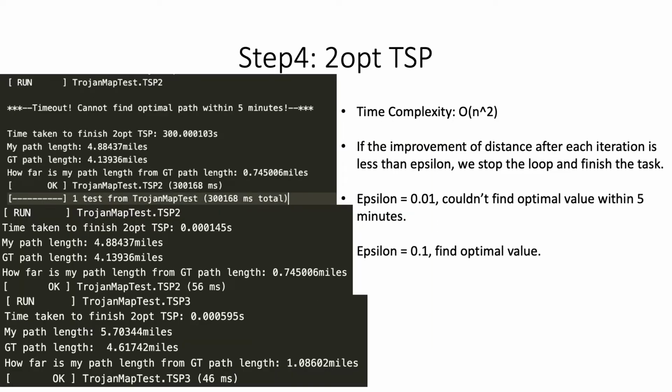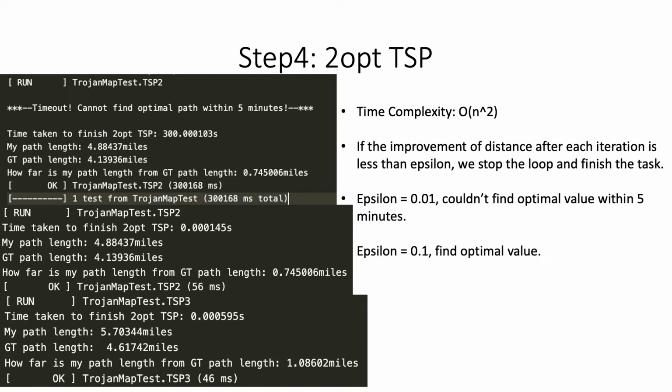And here is the 2-opt TSP. The general idea here is to swap two locations and calculate the new total cost to check if there's improvement. If the improvement of distance after each iteration is less than epsilon, we stop the loop and finish the task.